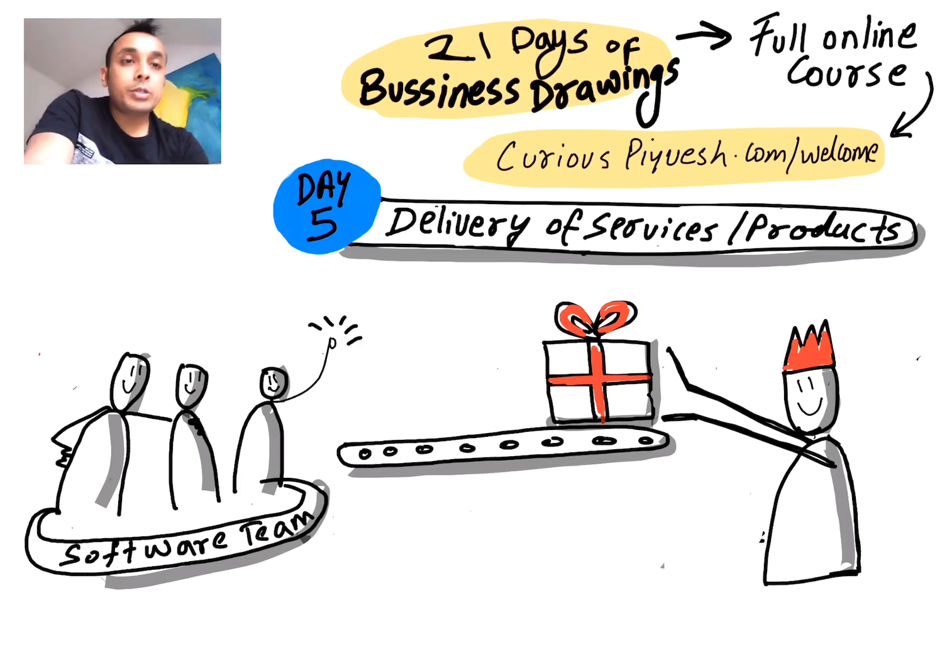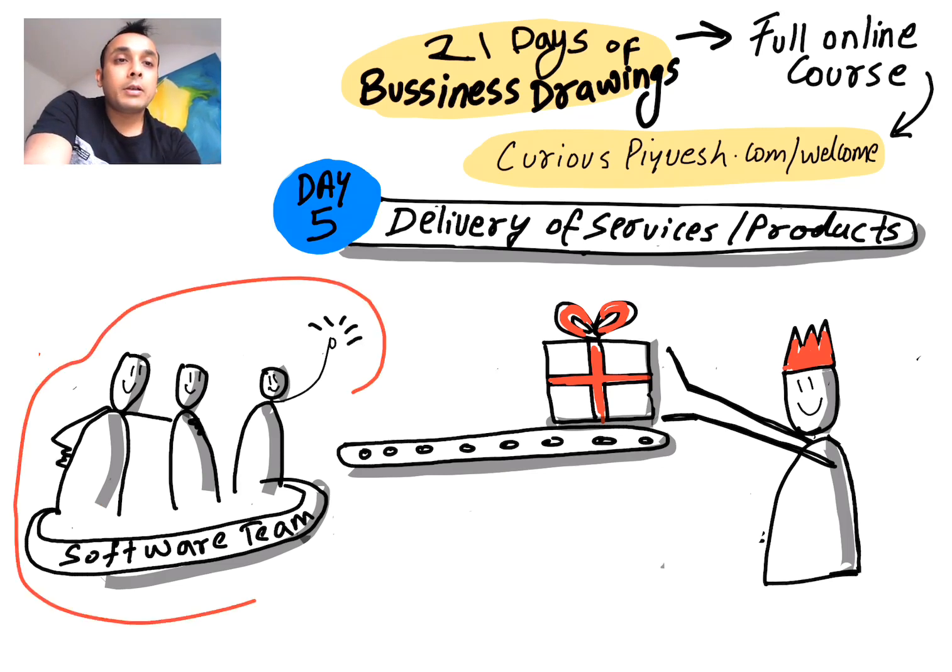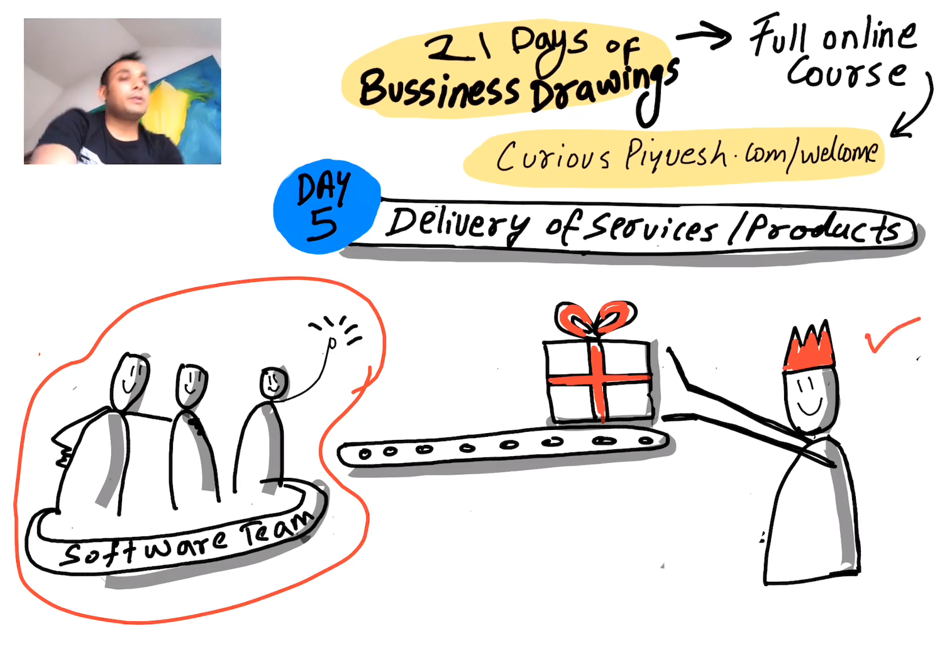So this was a team of software developers who are giving their service delivery to the customer. So this is how you can show delivery of services and products.